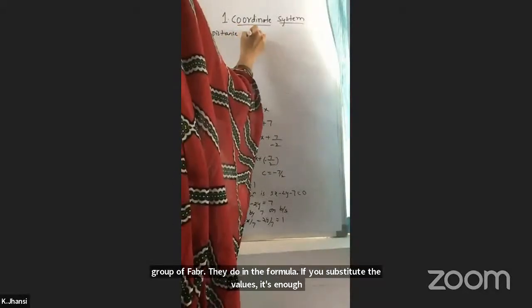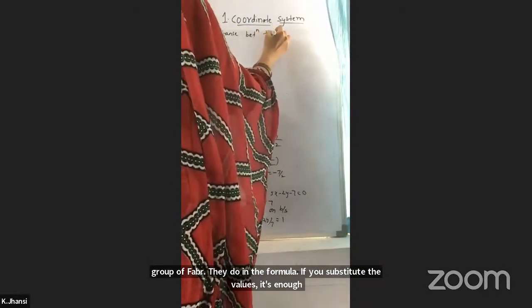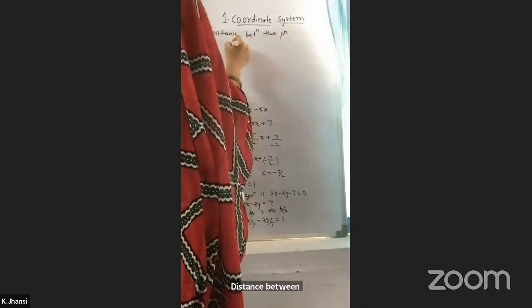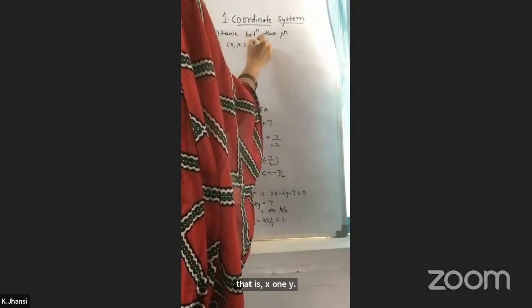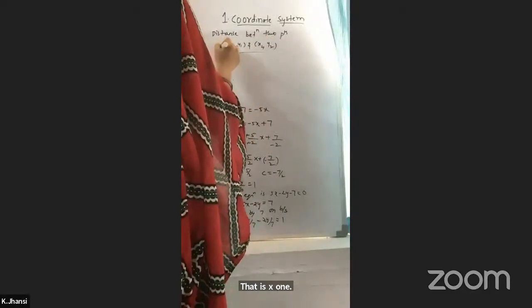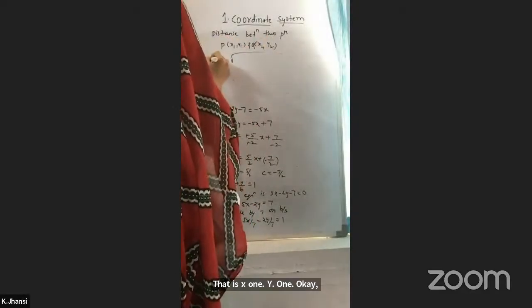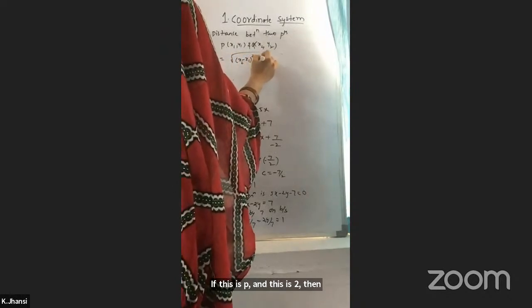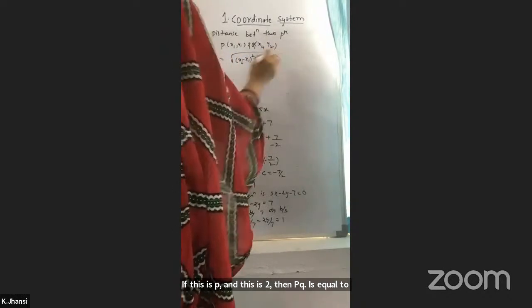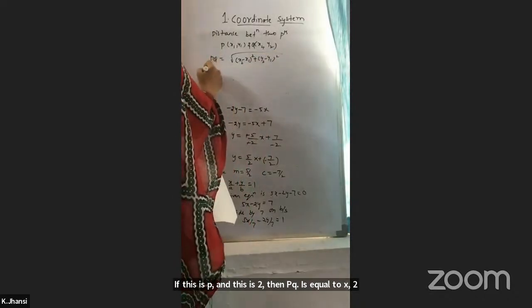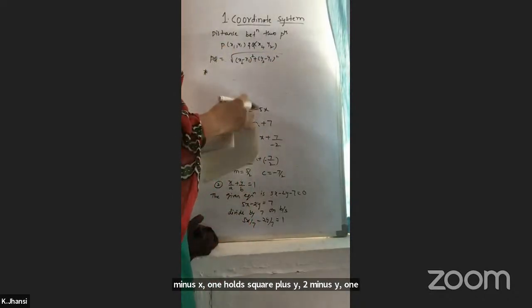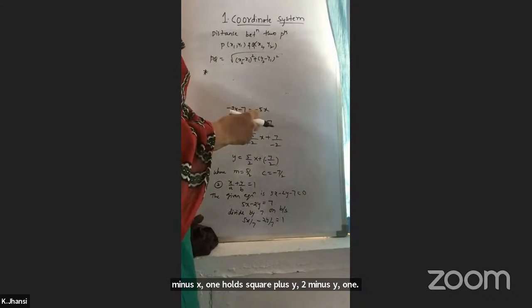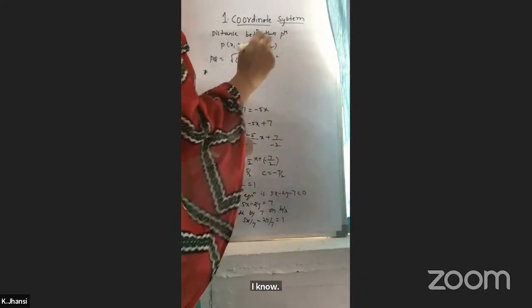Distance between 2 points (x1, y1) and (x2, y2). If this is P and this is Q, then PQ is equal to the root of (x2 minus x1) whole square plus (y2 minus y1) whole square. Okay, this is the formula. And the problem will be like this: calculate the distance between the 2 points.